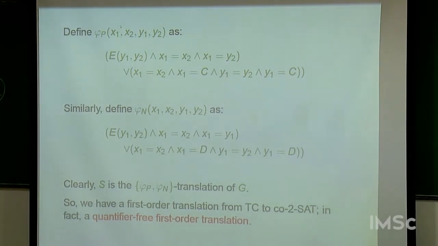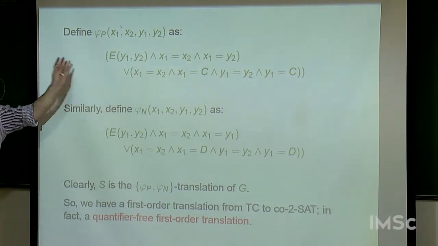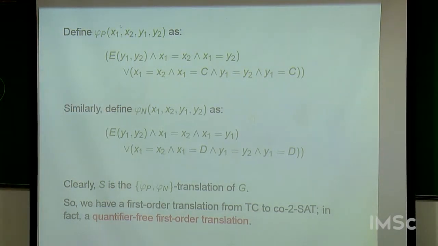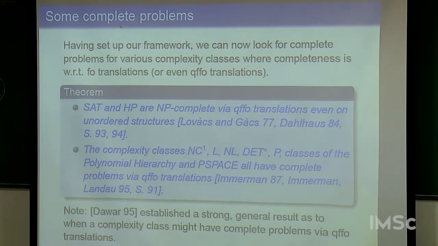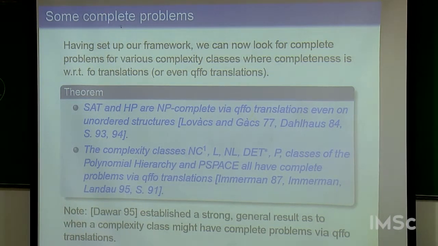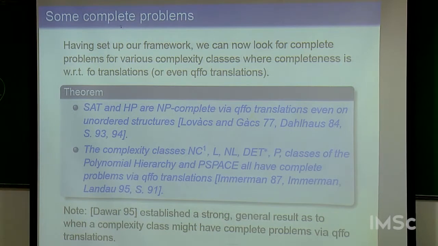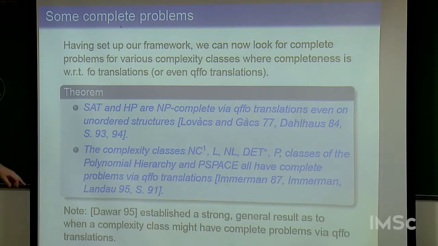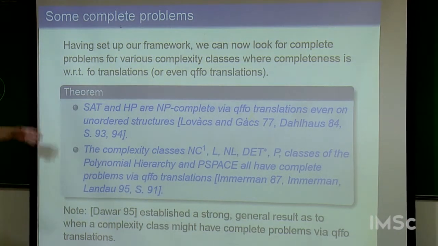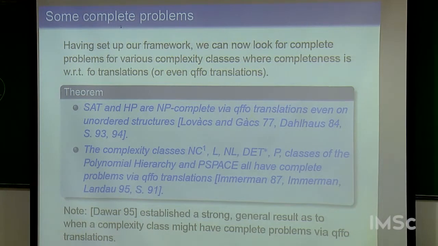In fact, even more so, I haven't used the full power of first-order logic at all. There's no quantifiers there, so this is actually a quantifier-free first-order translation. And so that's our framework. So now we say, okay, well, do complete problems exist under first-order translations, quantifier-free translations, or whatever for NP? And yes, they do, even on unordered structures. And indeed, on ordered structures, there's a whole range of complete problems via quantifier-free first-order translations for different complexity classes, NC1, L, loads of them.